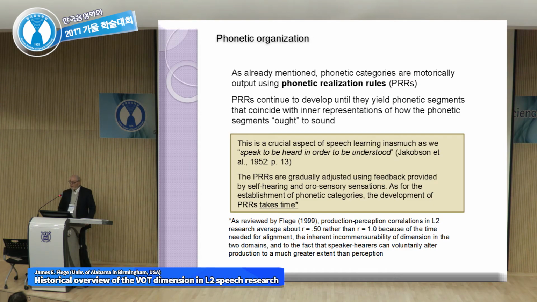As already mentioned, phonetic categories are motorically output using phonetic realization rules. These rules continue to develop until they yield phonetic segments that coincide with inner representations of how the phonetic segments ought to sound.